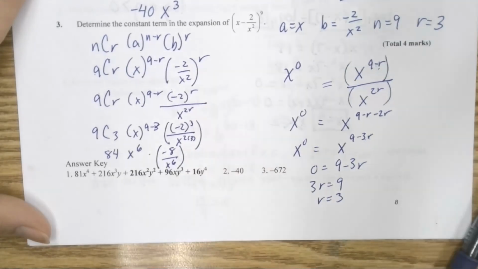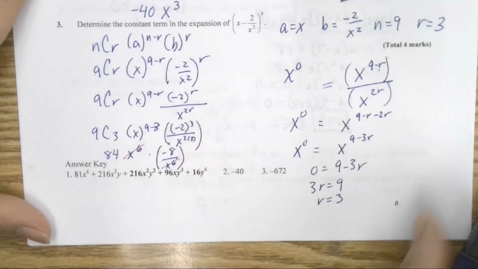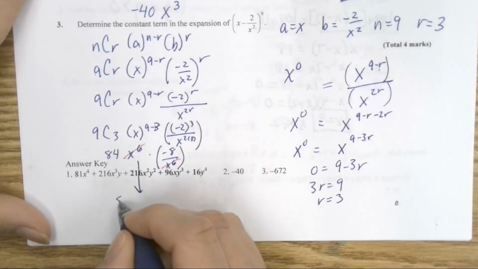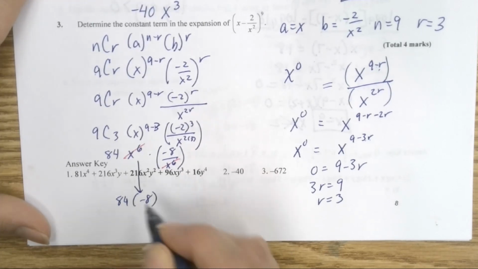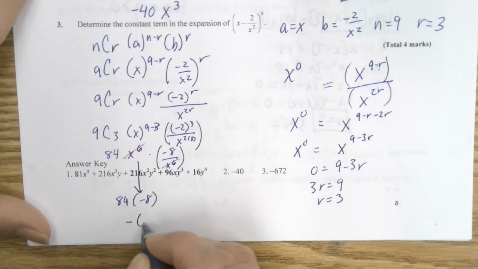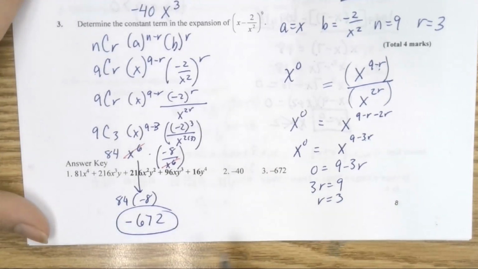And sure enough, this is what I was hoping would happen. My x to the 6th cancel. I'm just going to come straight through this answer key down here. And I got 84 times negative 8, which gives us our final answer, which is negative 672. And sure enough, we wound up with the term that has no variable in it.